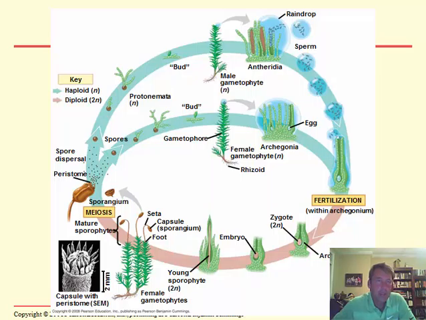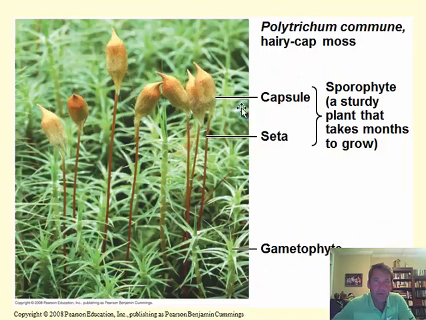Okay, so let's look at some examples. So here's some moss. The green leafy portion in the back is the gametophytes. Here is a sporophyte that has been produced, getting ready to release spores there. So that's an example of sporophyte and gametophyte.